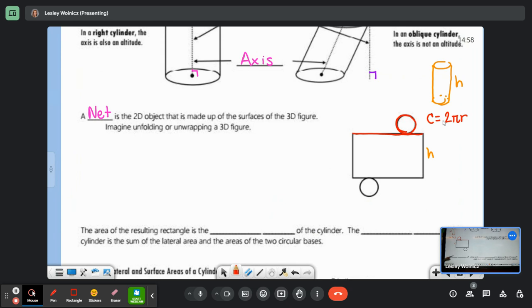So, what is this length? They're the same. Yes, the circumference, right? Okay, so this is just our circumference.